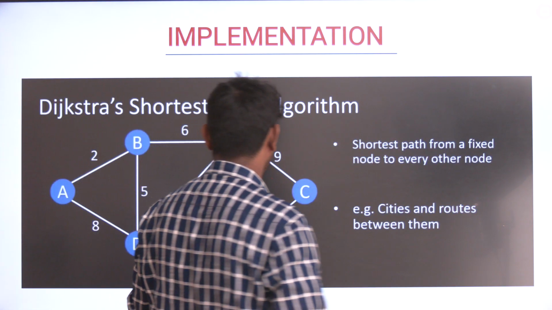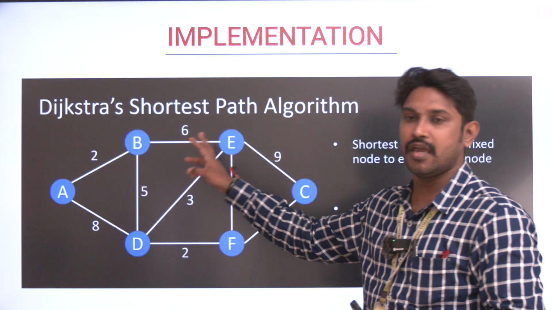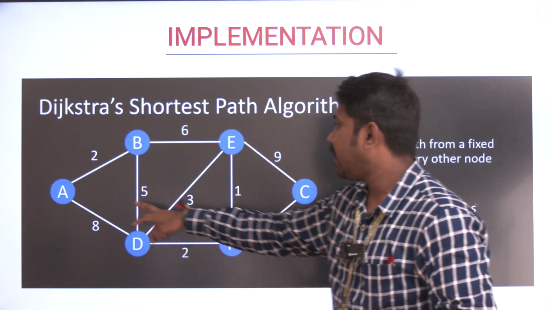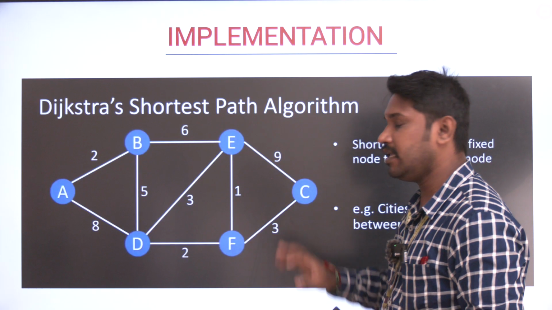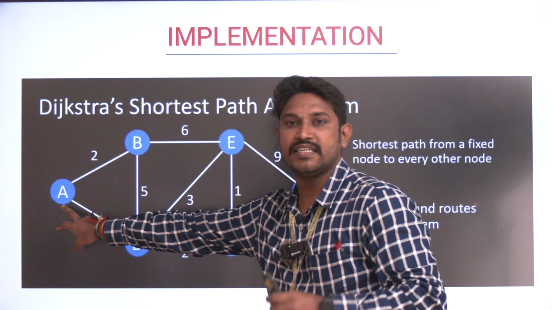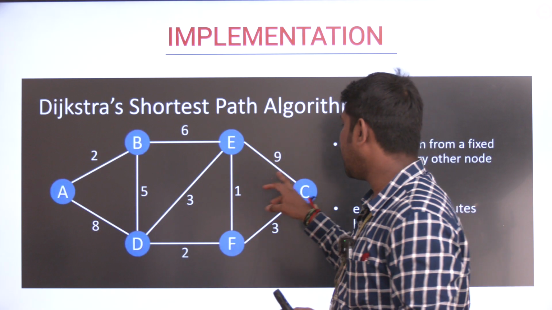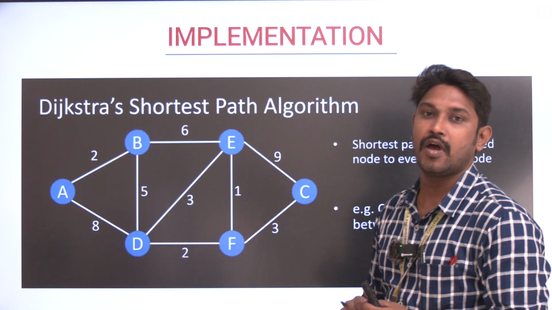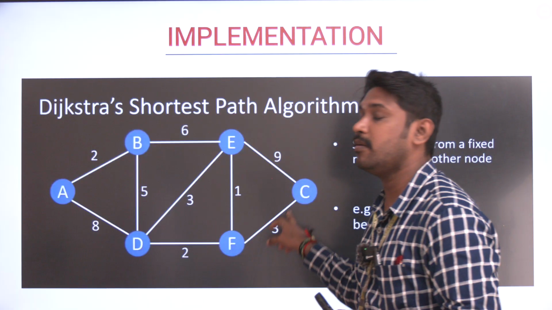Okay, so here we are going to give a best example. We have in total 6 nodes here: A, B, D, E, F, and C. My process is about the starting node. Let us consider my starting node will be A, and my ending node will be C. I am going to identify the shortest path from the starting node to all other neighboring nodes.